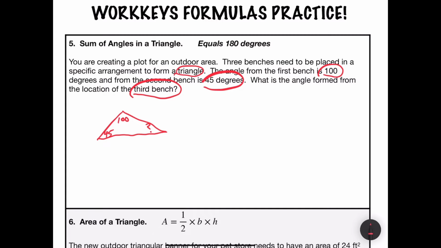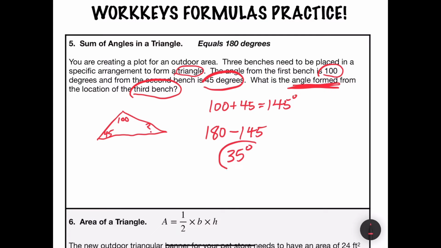So I'm going to find out how many degrees I already have by adding 100 plus 45. And that's simply 145 degrees. To find out how much I need to make 180, I'm going to subtract those. 180 degrees total in the triangle minus the 145 degrees I already have. If I punch that into a calculator, I find the answer is 35. And so the angle formed by the location of the third bench would be 35 degrees.